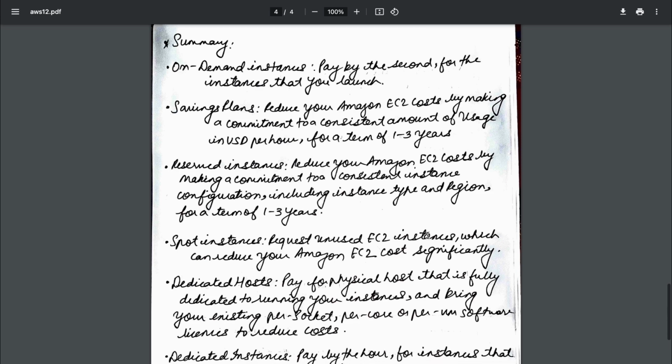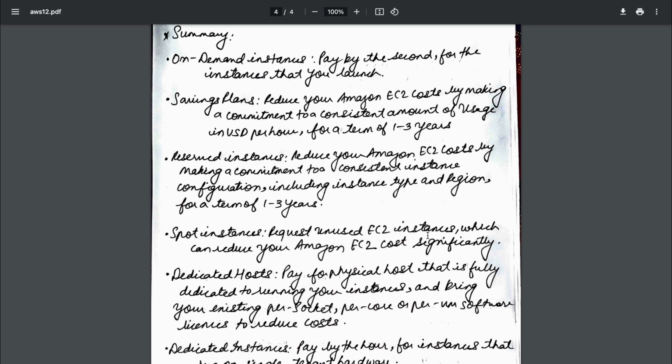Now let us go through the summary for these purchasing options. On demand instance, you pay by the second for the instances that you launch. When it comes to savings plan, you reduce your EC2 cost by making a commitment to a consistent amount of usage, which is charged in USD per hour, and you make a bond with AWS for either 1 to 3 years. Reserved instances, you reduce your EC2 cost by making a commitment to a consistent instance configuration, which includes the instance type and region, while making a commitment for the usage for 1 to 3 years.